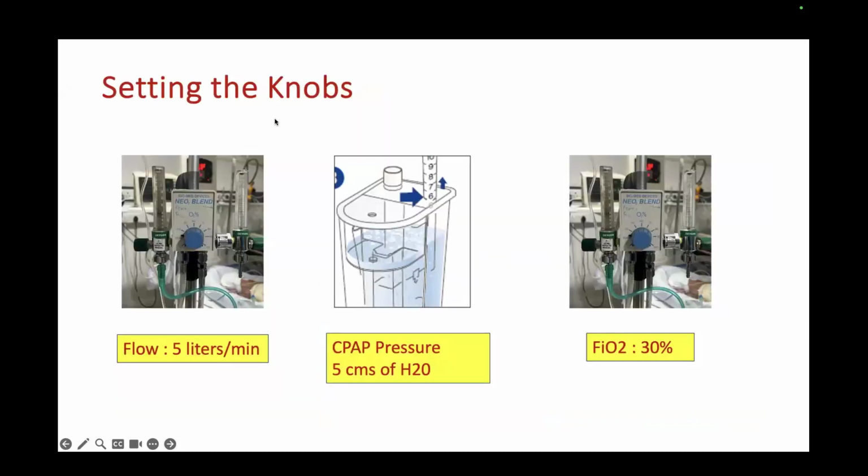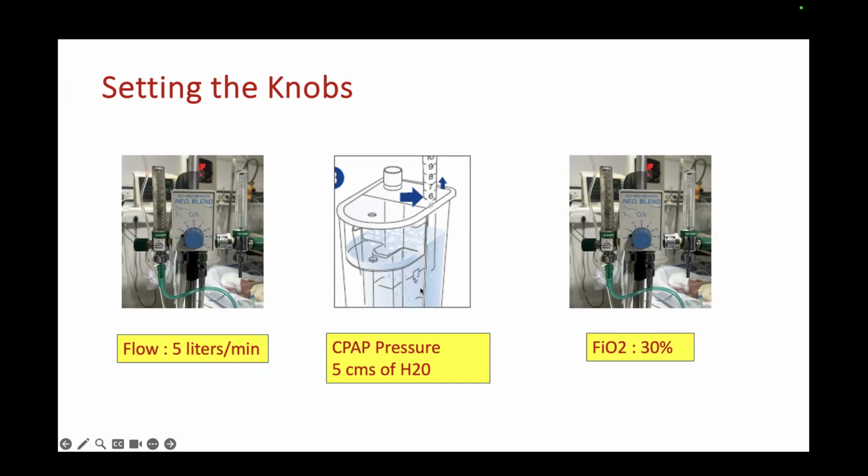So once you decide to do Bubble CPAP for a baby with respiratory distress, there are 3 settings you should know. One is the flow, second is the CPAP pressure, and third is the FiO2. Normally we start CPAP for a baby with respiratory distress with a flow of 5 liters, a pressure of 5 centimeters, and FiO2 of 30%.